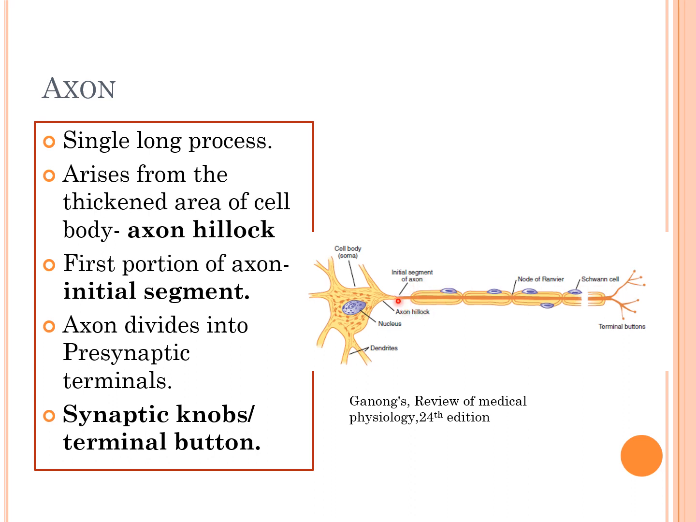You can see the axon is lined by myelin sheath, and this myelin sheath is not continuous. In some places there is an absence of myelin sheath, which is called the node of Ranvier. The node of Ranvier is the place where the myelin sheath is absent, and the axon ends as it loses its myelin sheath and divides into a number of fine branches, which end as small swellings called terminal buttons or terminal boutons, or synaptic knobs, which are also called nerve terminals.